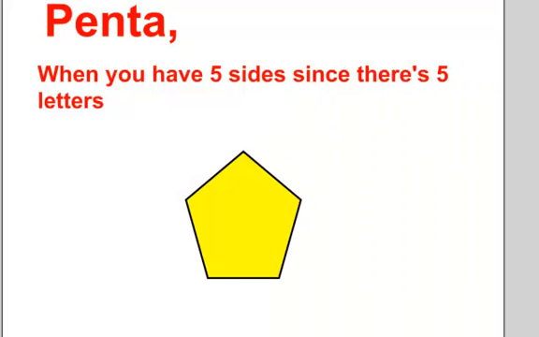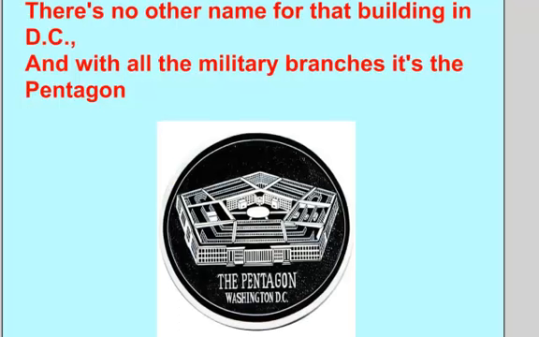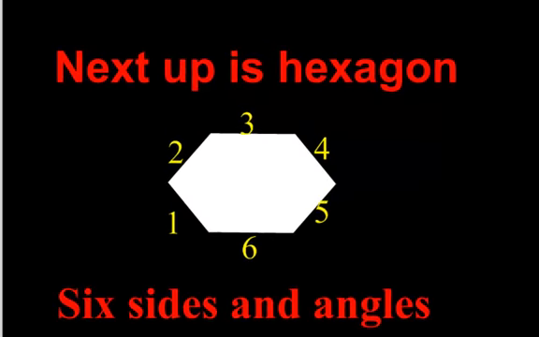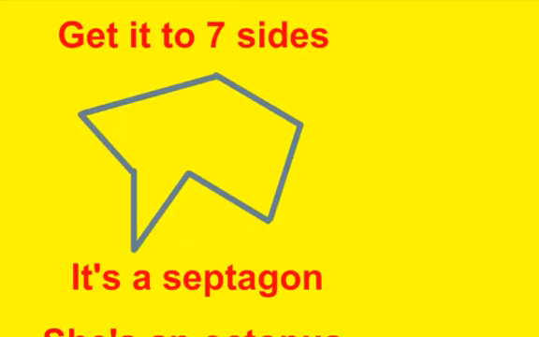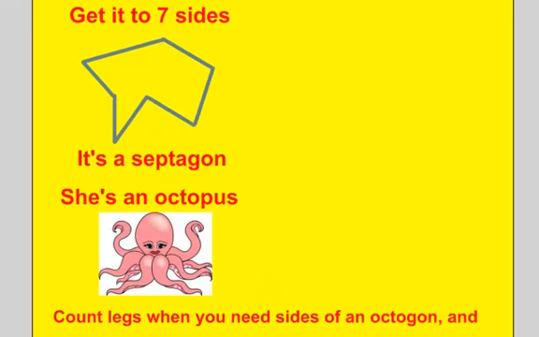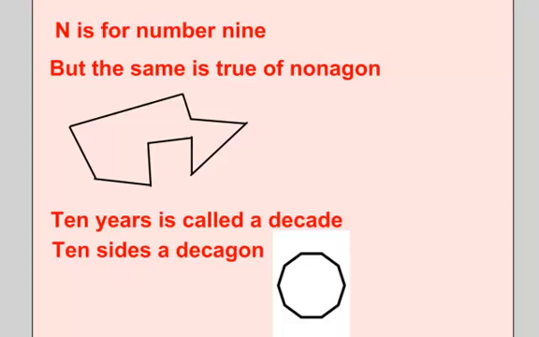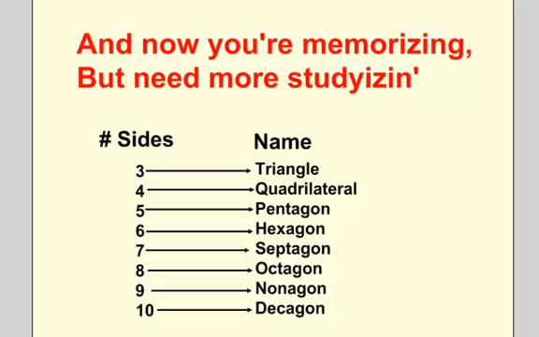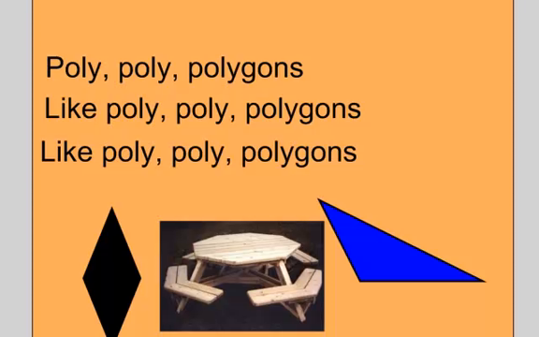Penta! When you have 5 sides, since there's 5 letters, there's no other name for that building in DC with all the military bases, it's a pentagon. Next up is hexagon, 6 sides and angles. Get it to 7 sides, it's a septagon. Octo is for octopus, count legs when you need the sides of an octagon, and N is for number 9, the same is true of nonagon. 10 years is called a decade, 10 sides a decagon. And now you're memorizing, but need more studying.